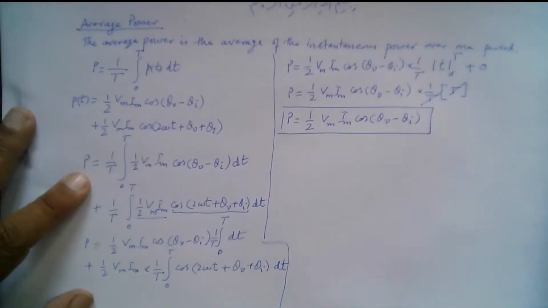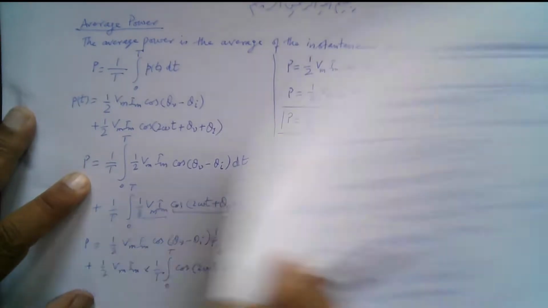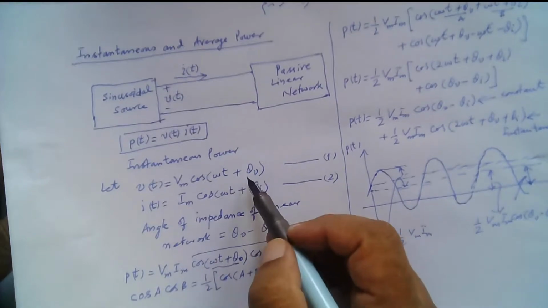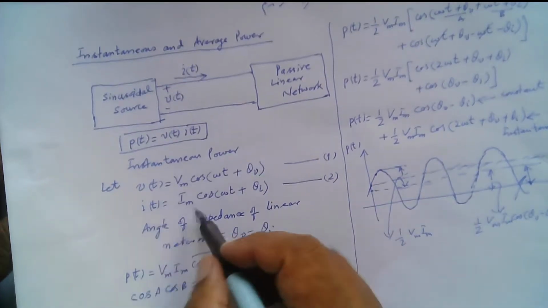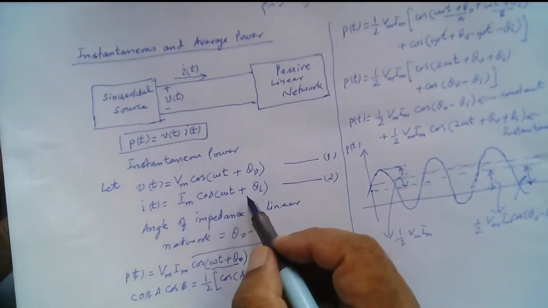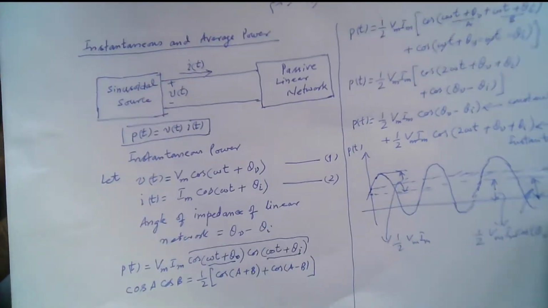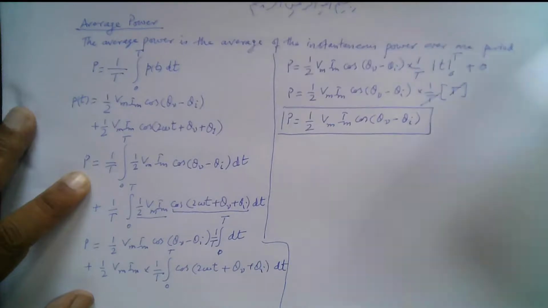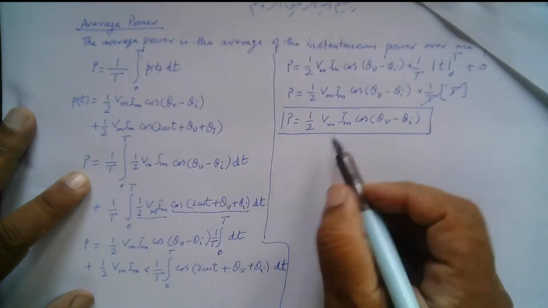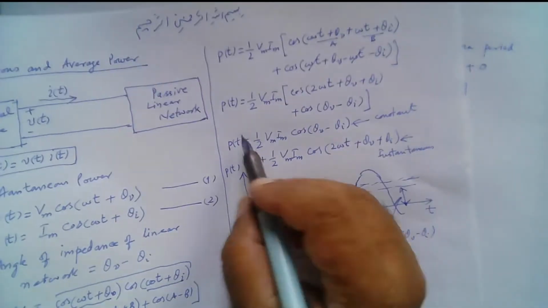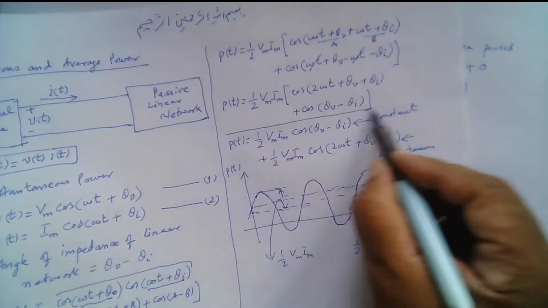When we are given two sinusoids, the voltage and the current, the voltage here is v of t equal to Vm cos omega t plus theta v, and the current is i of t equal to Im cos omega t plus theta I, right? Then the average power is given by 1 by 2 Vm Im cos theta v minus theta I, and the instantaneous power is given here. This is the instantaneous power.